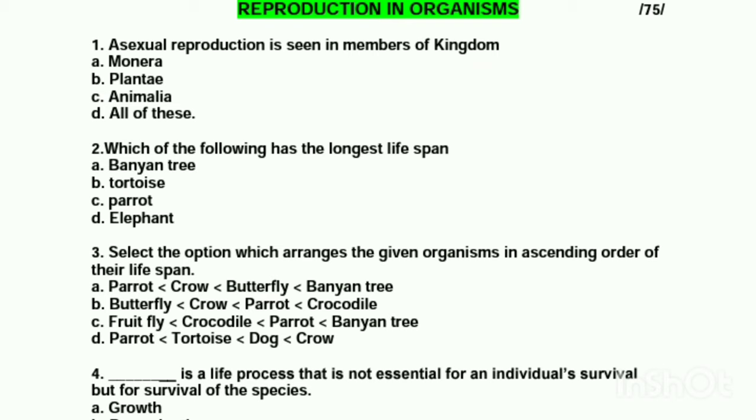Which of the following has the longest lifespan? Banyan tree, A. Select the options which arranges the given organisms in ascending order of their lifespan. Fruit fly, crocodile, parrot, banyan tree. C.